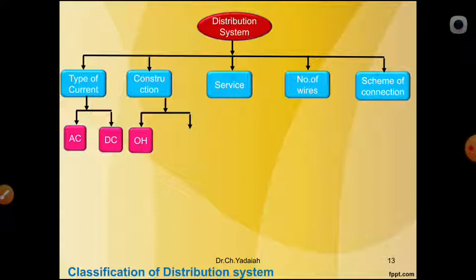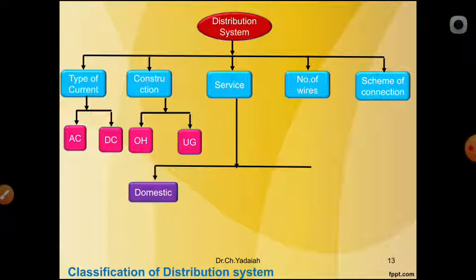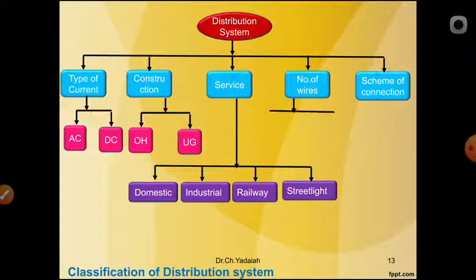Now coming to the construction, that is the overhead lines. By using the service wires, we use overhead lines on top of the tower to reach our house, and if that is not possible, then we can use cable, that is underground cables. Service means whether you are going to give domestic service, industry purpose, railway purpose, or street lights, which are different consumers. And number of wires: 2 wires, 3 wires, 4 wires.